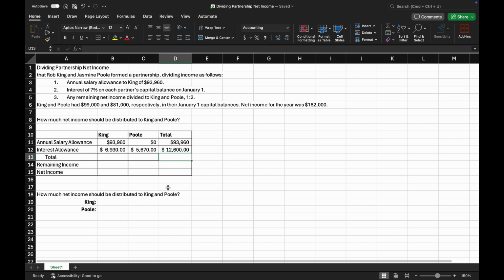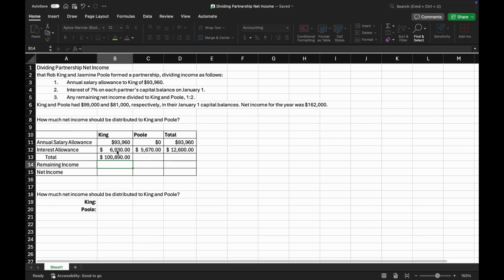Now we must add the salary allowance and the interest allowance together to see the total allowance for each partner. For King, that'll be $93,960 plus $6,930, which comes out to $100,890. For Poole, that'll be 0 plus $5,670, which comes out to $5,670 for her total salary allowance.